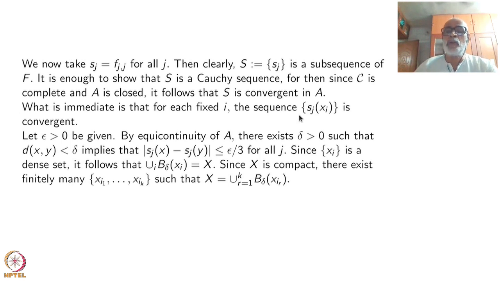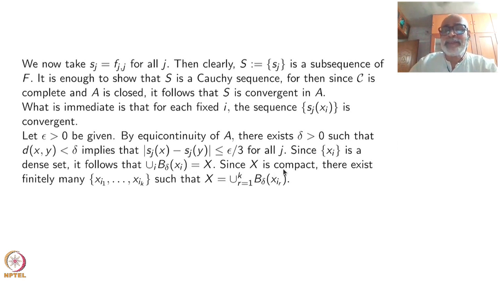From the density, we want to conclude that this Sj is convergent at all the points. So what we will do is just show that it is a Cauchy sequence. Given epsilon positive, by equicontinuity of A, we have a delta positive such that d(x,y) less than delta implies |Sj(x) minus Sj(y)| is less than epsilon by 3 for all j. You can choose anything here; given epsilon, I choose epsilon by 3. Accordingly, there is some delta. Since the Xi form a dense set, the union of all open balls B(Xi, delta), i ranging from 1 to infinity, will be the whole space. Every point must belong to one of them.